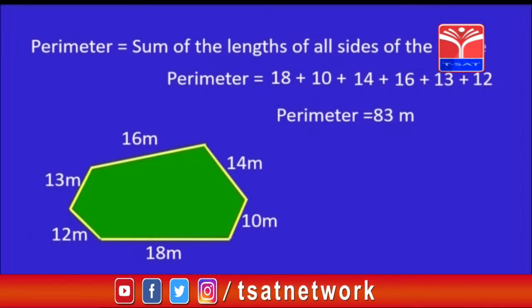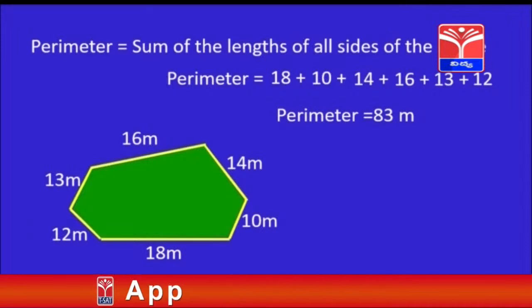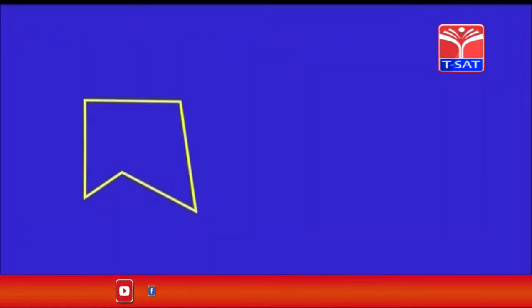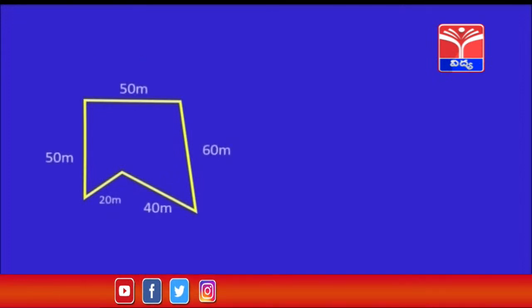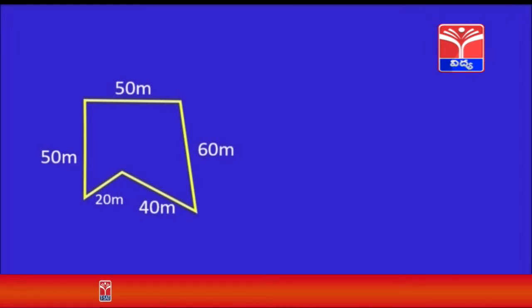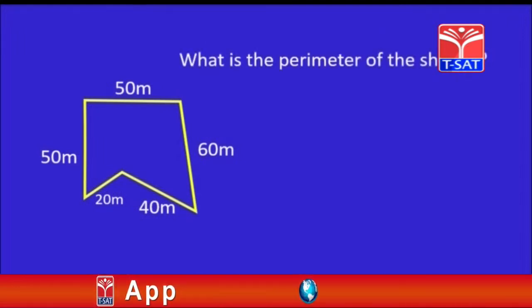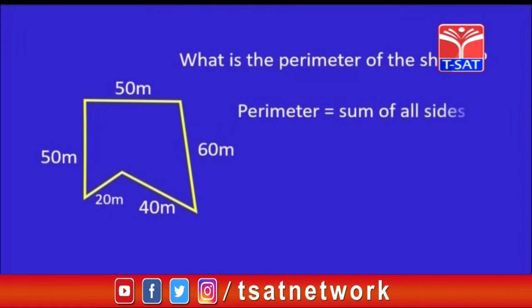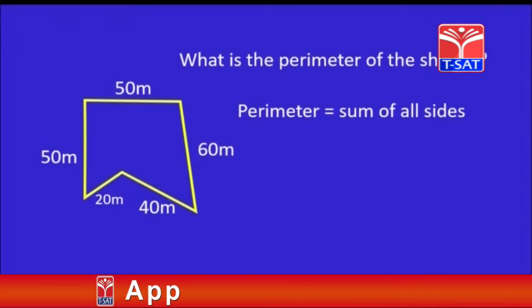Now let us take one more example to find the perimeter of any field here. To know the perimeter, we need any polygon with measurements here. Another shape is appearing on your screen. The measurements are given like this. Try to read all the numbers and note them in your notebook. Find the perimeter of this field or this shape. Now the measurements are 20 meters, 40 meters, 60 meters, 50 meters and 50 meters. Now perimeter is equal to the sum of all sides. Try to note all sides and find the perimeter.